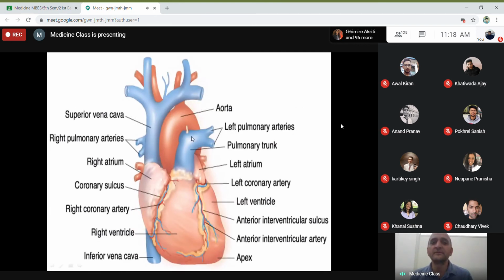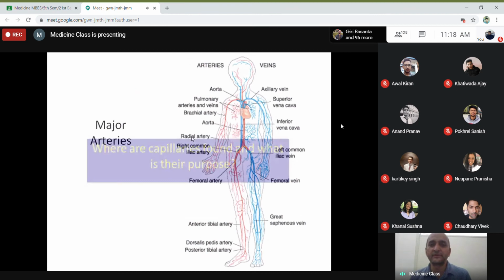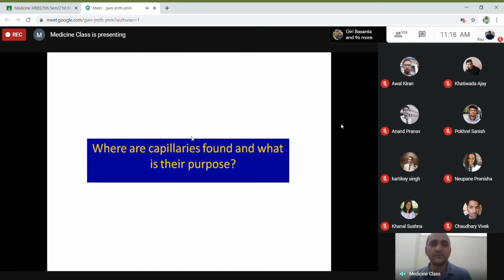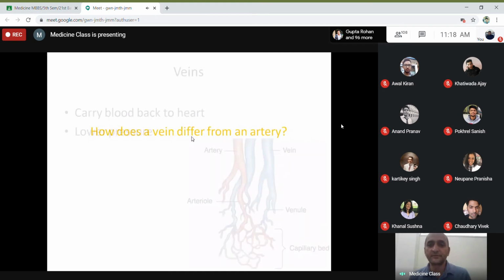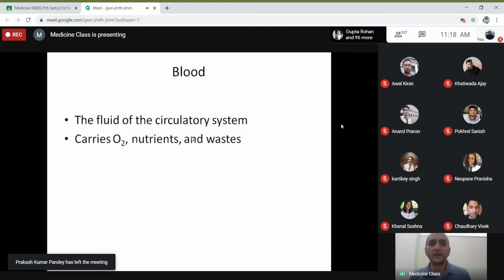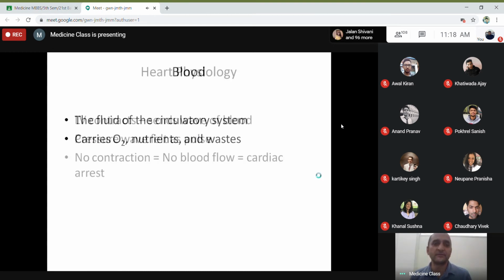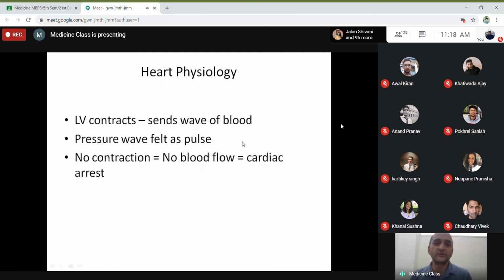So we can start CPR here. Blood is the fluid of the circulatory system and carries O2 and nutrients. The most important are O2 and the nutrients, and it also carries waste away from the heart. In this heart physiology, please remember that it maintains the pressure and maintains the cardiac activity, the pulse.